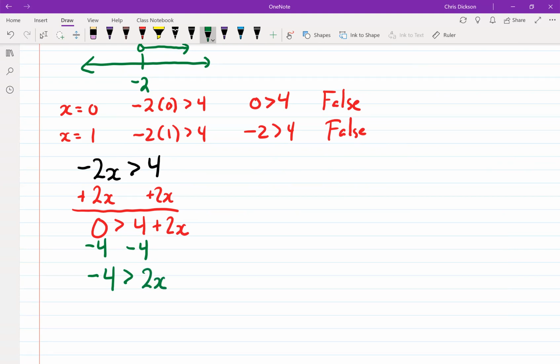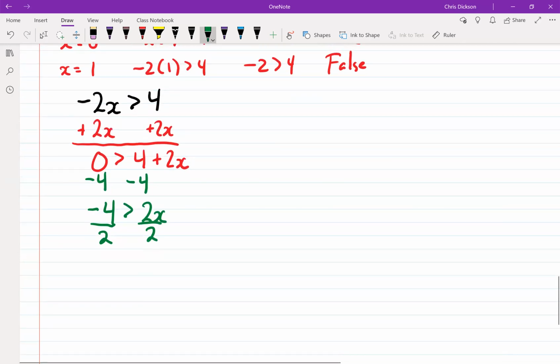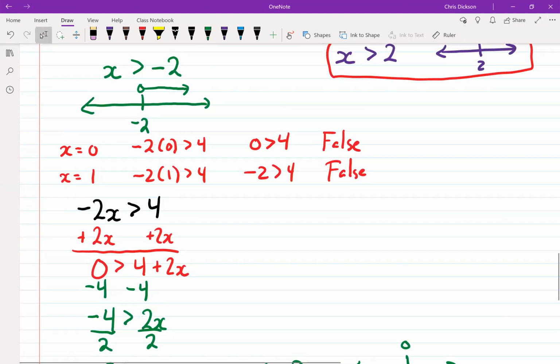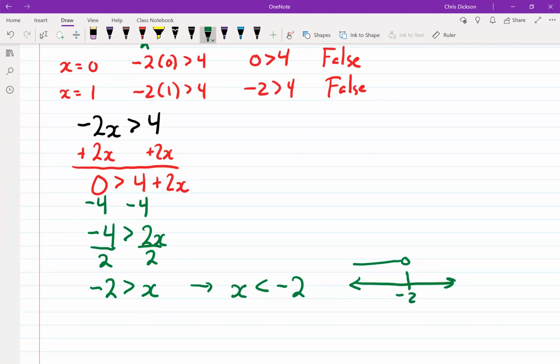And now let's divide both sides by 2. That's going to give me negative 2 is bigger than x. Now let's rewrite this the other way, that is having the x on the left side. Well, that would be x is less than negative 2. So if I do it this way, I actually get a different answer here. I get negative 2, and I get open circle. But notice up here, we shade it to the right. Here, because we're less than, we're going to shade to the left.